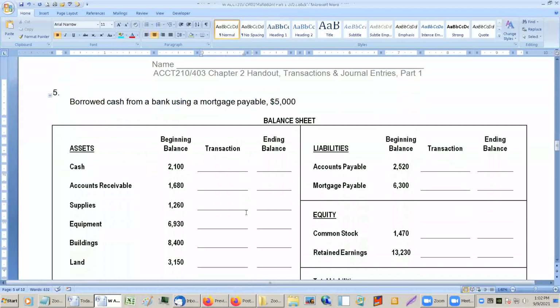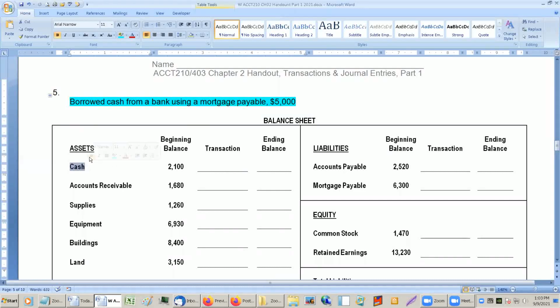Okay, borrowed cash from a bank using a mortgage payable. Which account? Mortgage payable, and cash. Is it going to be cash? I thought it was. You're both right. It's mortgage payable and cash.